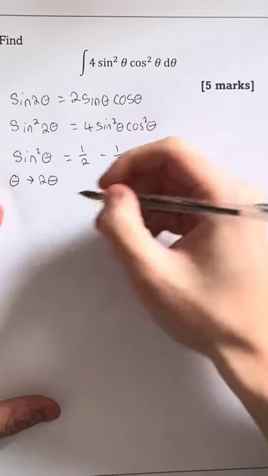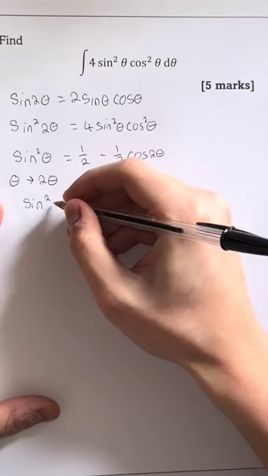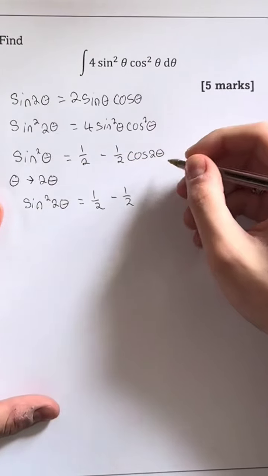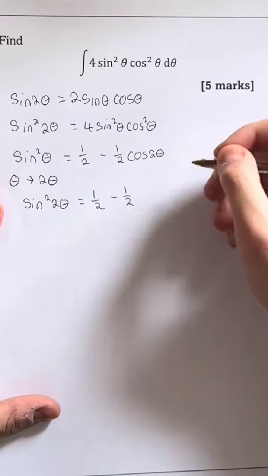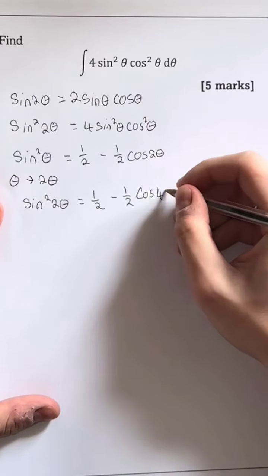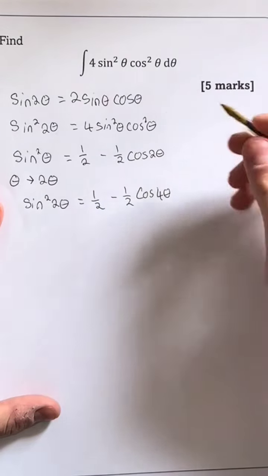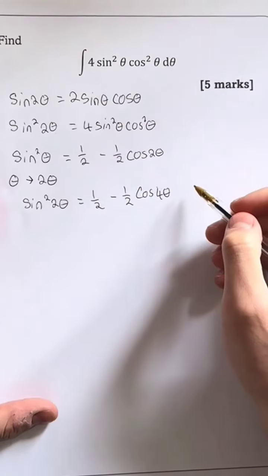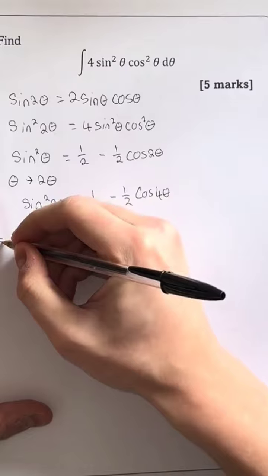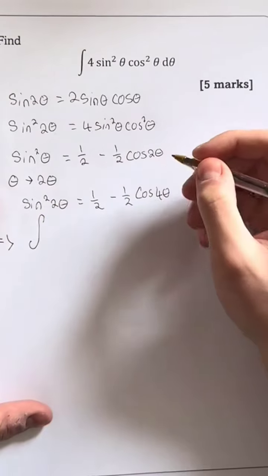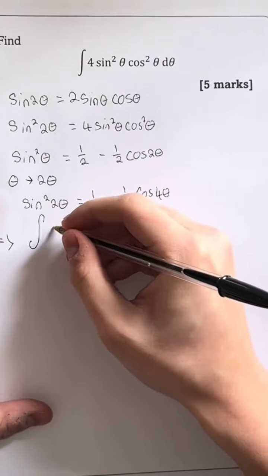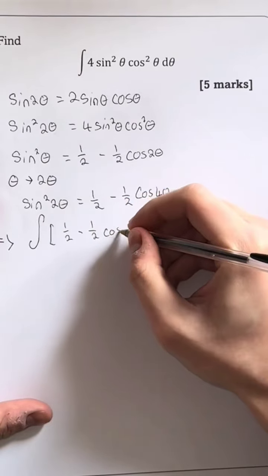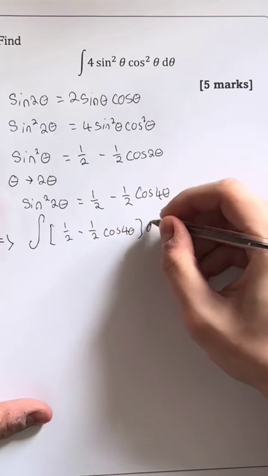So we could swap out our theta for 2 theta here, which tells us that sine squared 2 theta is 1/2 minus 1/2, and then our theta's gone to 2 theta, so 2 times 2 theta is actually cosine of 4 theta. Through this series of steps, we've shown that our integrand is actually equal to this expression on the right-hand side, and therefore we can rewrite this. So our integral is now the integral of 1/2 minus 1/2 cosine 4 theta d theta.